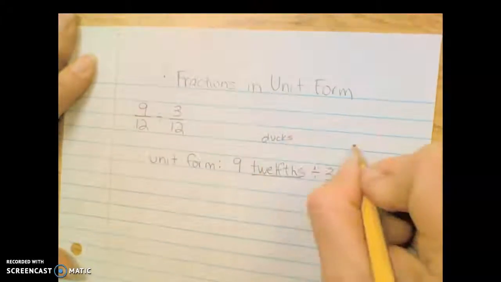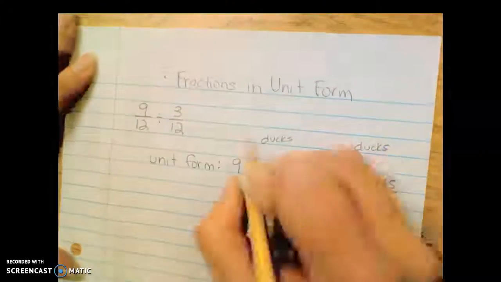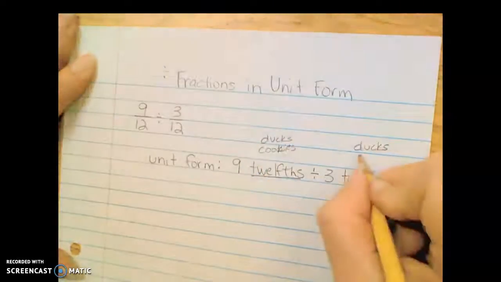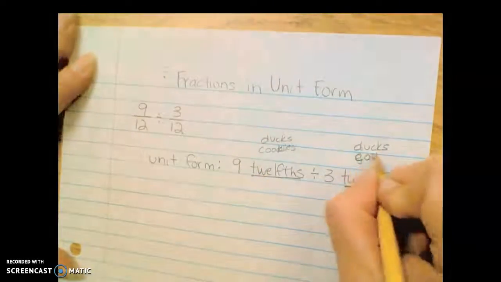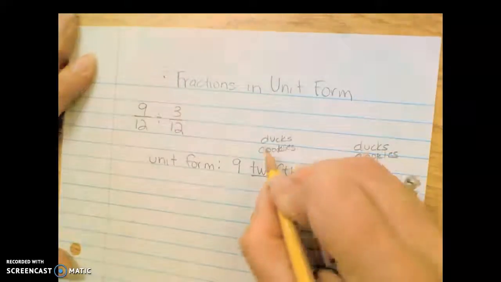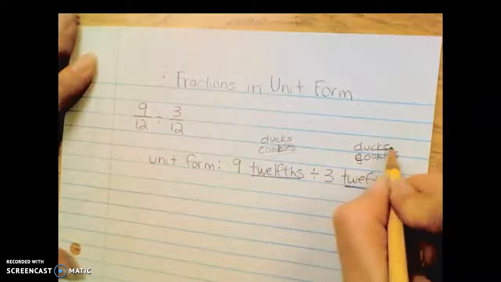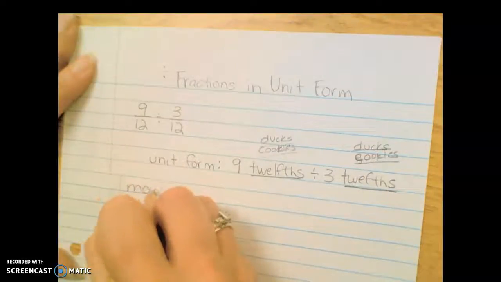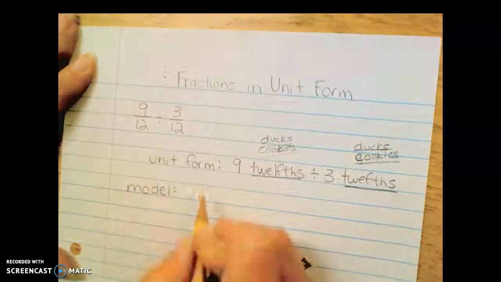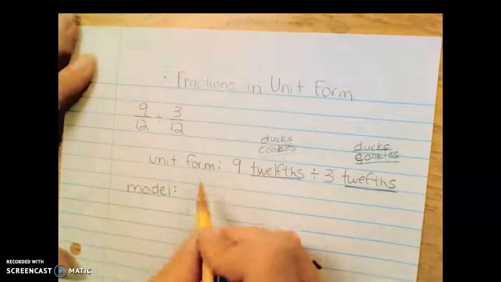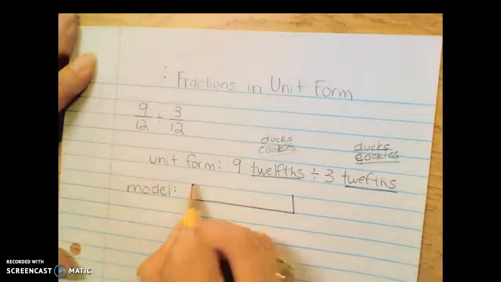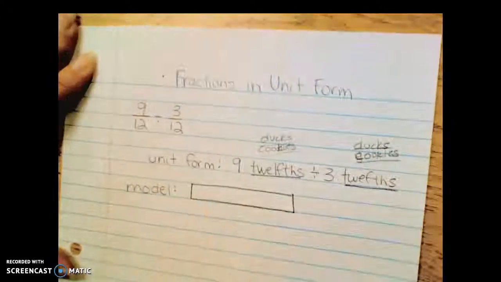I don't know why I'm stuck with ducks today, but I am. Quack, quack. Or 9 cookies into groups of 3 cookies, so that you remember that your units are your items that you're dealing with. And in this case, we just happen to be dealing in 12ths. Then a model would look like this. The model is when we would shade 9/12. So we make our unit here, break it into 12ths.